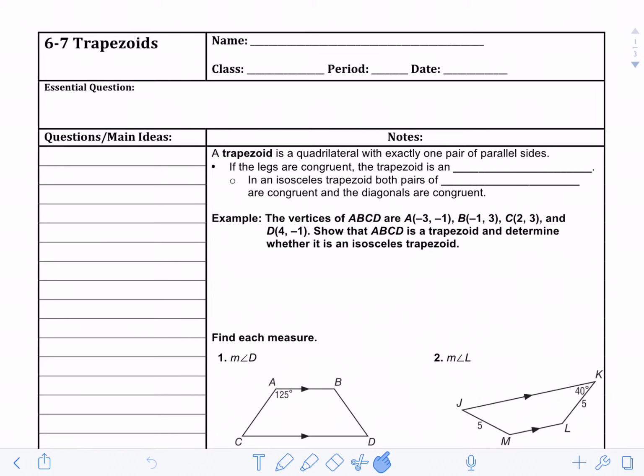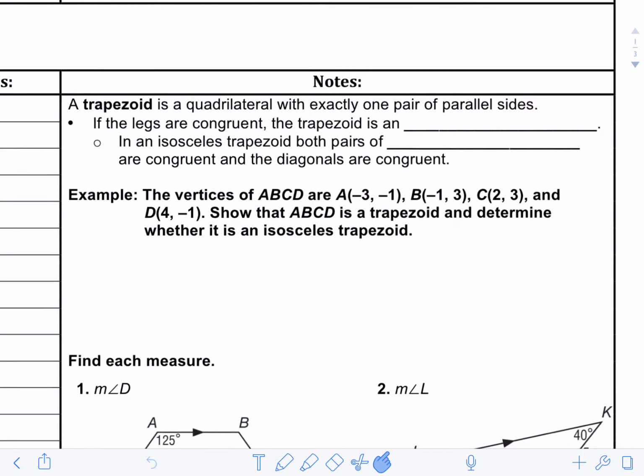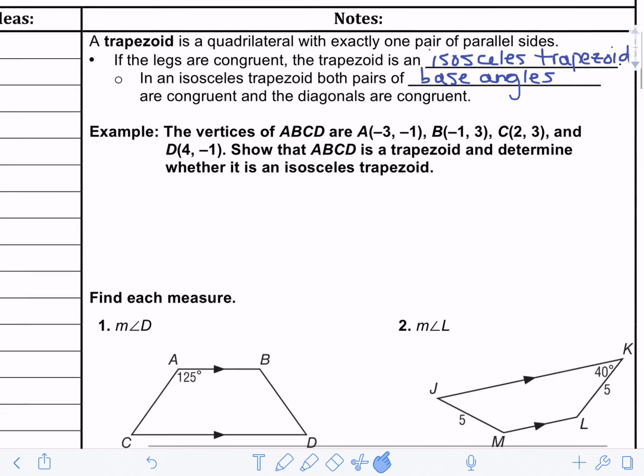All right, here are the 6.7 and 6.8 notes. So a trapezoid is a quadrilateral with exactly one pair of parallel sides. If the legs are congruent, the trapezoid is an isosceles trapezoid. In an isosceles trapezoid, both pairs of base angles are congruent and the diagonals are congruent.